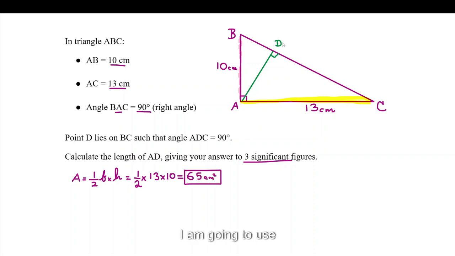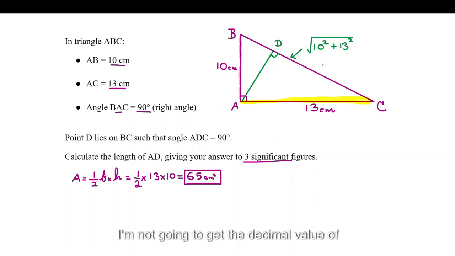Now, I'm going to use Pythagoras Theorem to get the length of BC. Now, BC is the hypotenuse. So, all we need to do is square 10, square 13, add them up and root it. I'm not going to get the decimal value of this yet. Let's call this square root of 269 for now, because 13 squared is 169, add 100, 269, or just use the calculator, right? So, we know the length of BC.